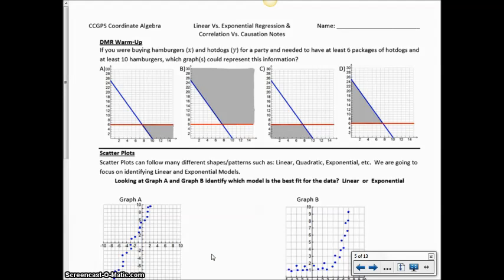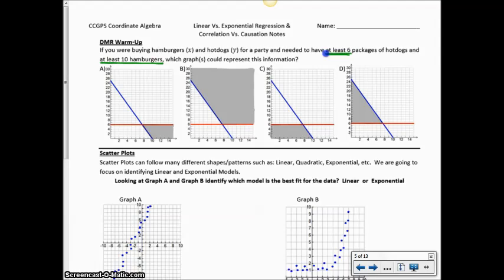Okay, the warm-up says if you were buying hamburgers X and hot dogs Y for a party and need to have at least 6 packs of hot dogs. So that's important. At least 6 packs of hot dogs and at least 10 hamburgers. Which graph could represent this information?